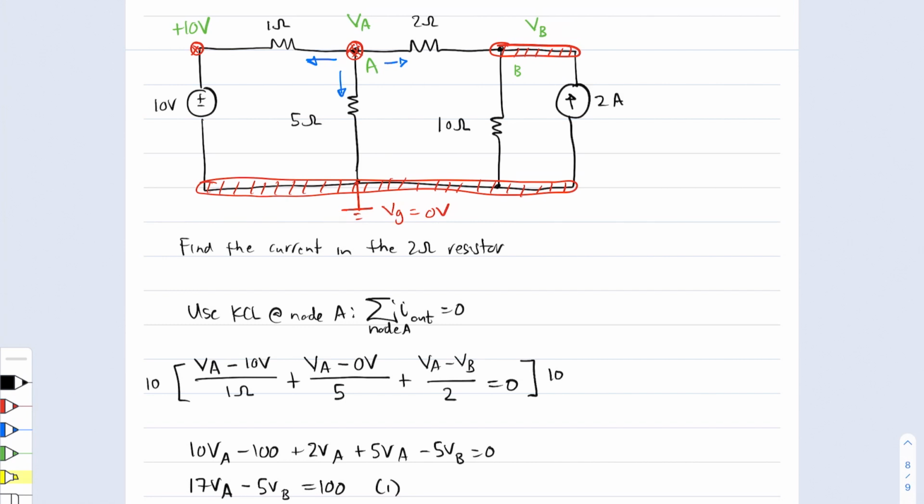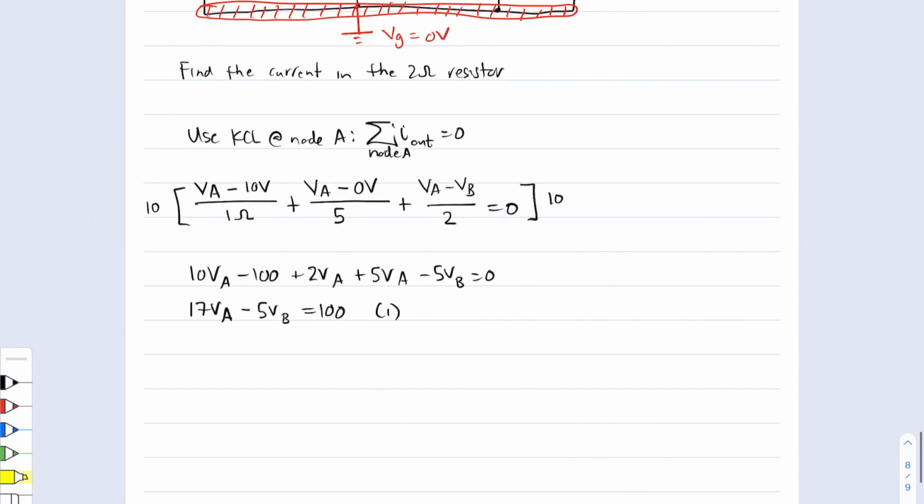So we use KCL at that first node. Let's go ahead and use KCL at this node. So I'm going to use KCL at node B. And the version of KCL that I'm going to use is the sum of the currents flowing out of this node must add up to 0.